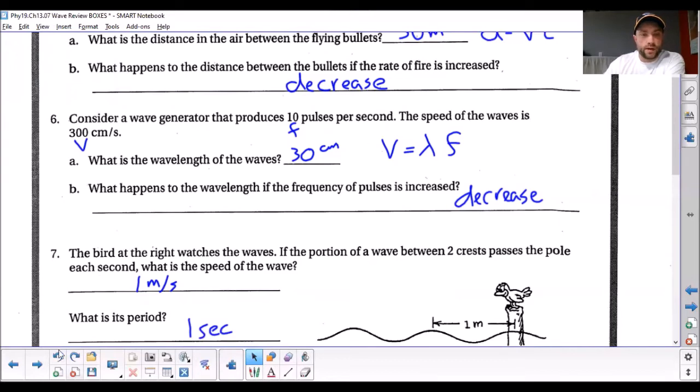What would happen to the wavelength if the frequency of the pulse is increased? Well, remember, through the same medium, velocity stays the same, so that 300 would have to stay the same. So if the frequency is increased, then the wavelength has to do the opposite, so it would have to decrease.